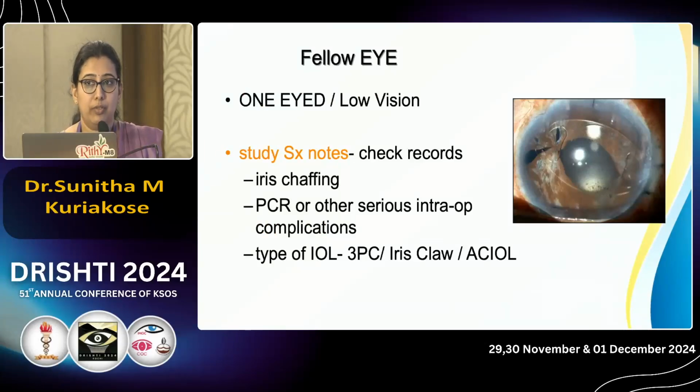Always check the fellow eye. As I already said, one-eyed people, just avoid. Check their surgery notes. See if there are any signs of iris chafing, whether a PCR had occurred, any serious intra-op complications like iris prolapse, and what type of IOL has been placed, like a 3-piece, an iris claw, or an AC IOL. We expect the same complications in the eye that we are going to operate also.